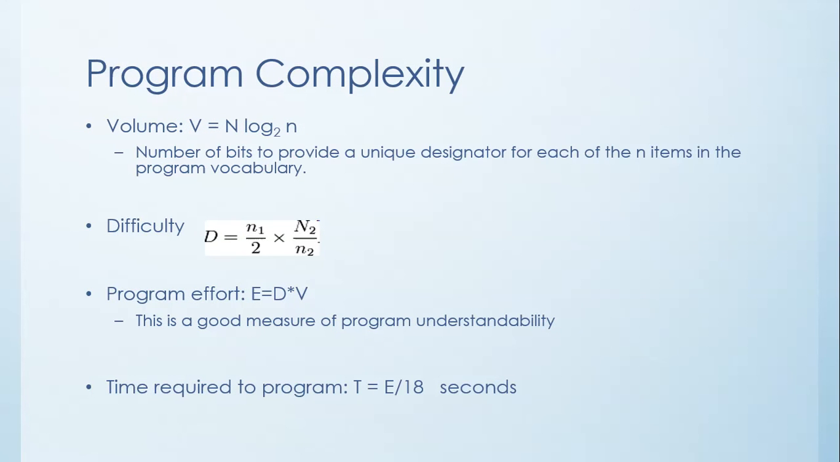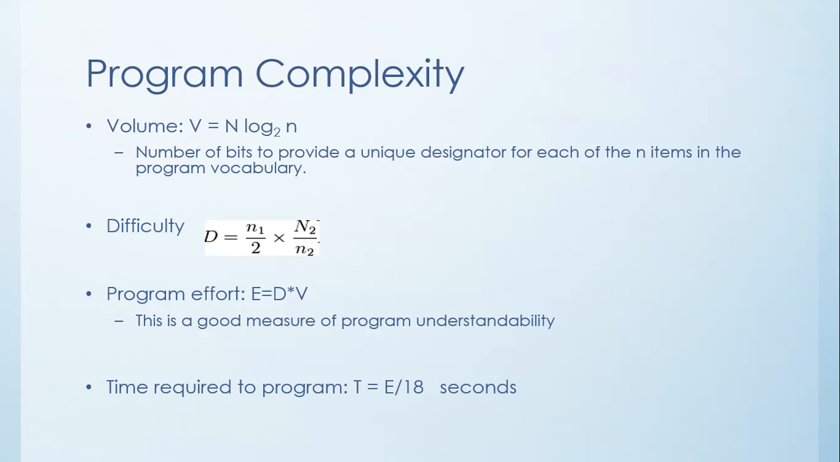So moving along with more of Halstead's metrics, we talk about those that have to do with the complexity of the program. The first one is the volume of the program, which has to do with the number of bits required to provide a unique designation for each one of the items in the program vocabulary, given by this formula here.